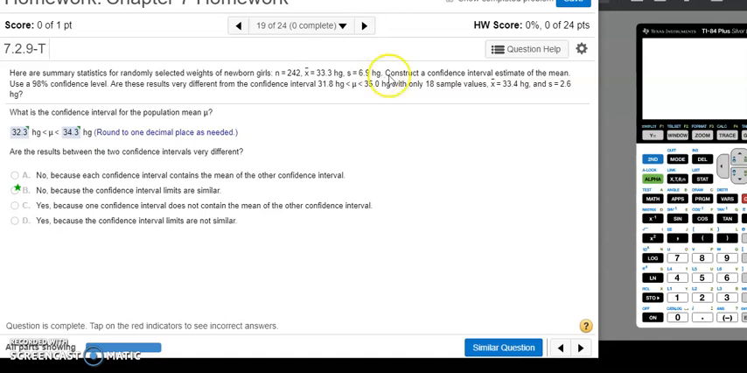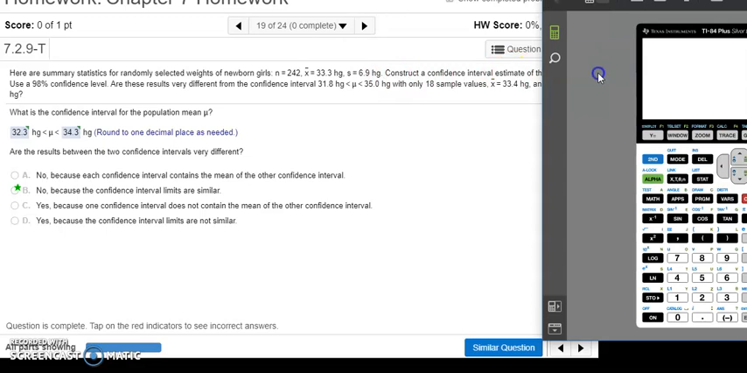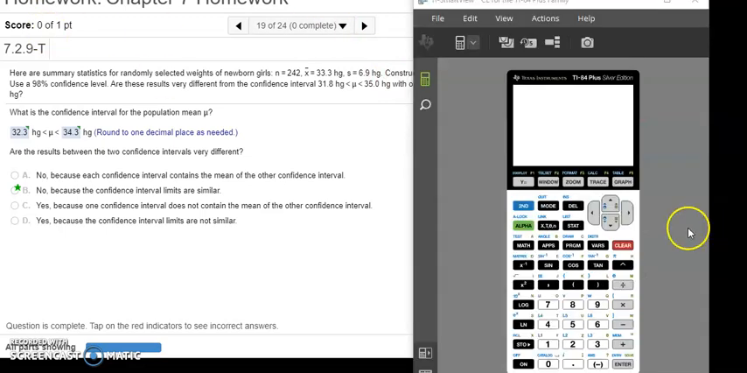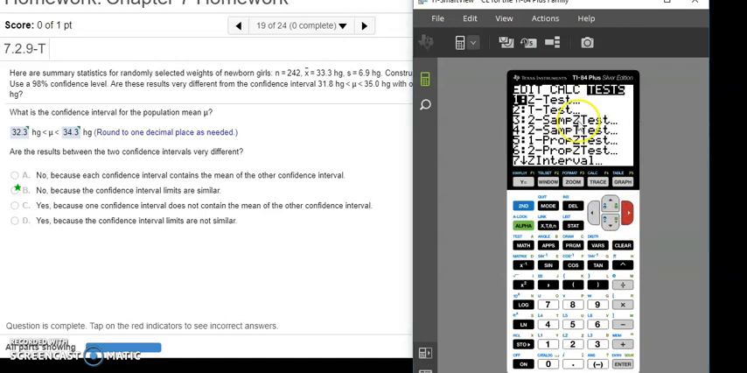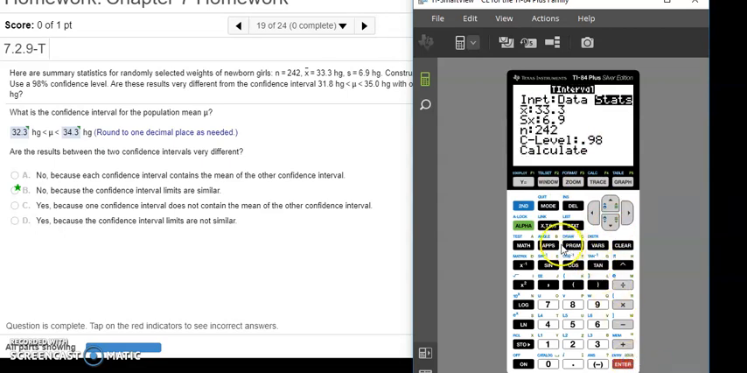Okay, so I'm going to go ahead and plug this in the calculator. I'm going to pause so I can move the calculator up here. Okay, so I'm going to go to Stat, Test, and then go under T interval. And I think I have these in here already.